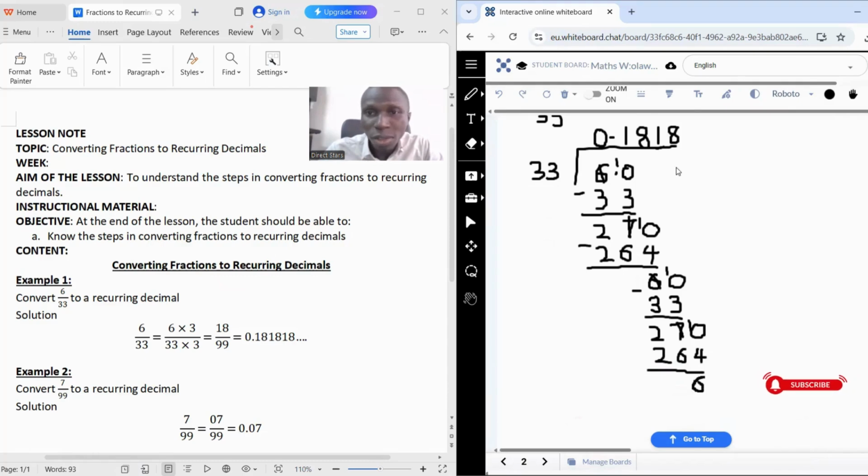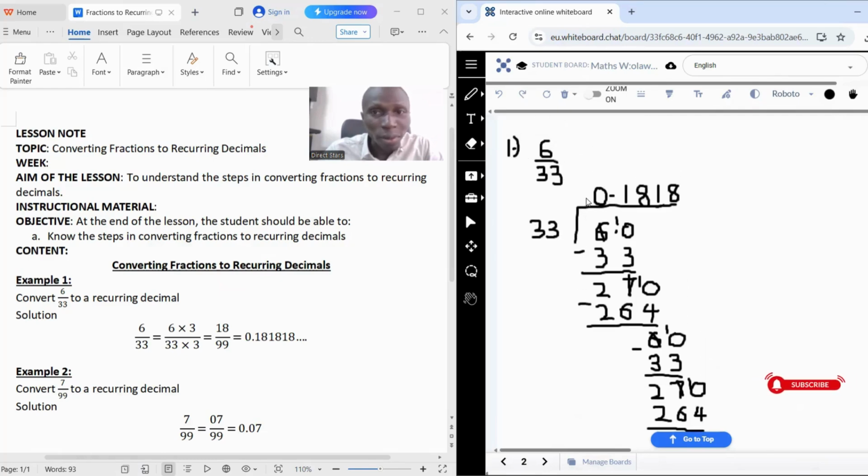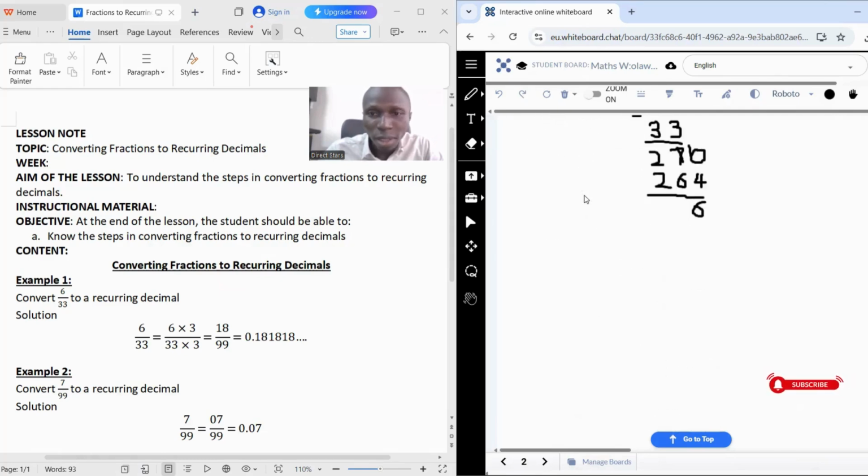So this is going to give us a recurring decimal. We're going to keep on having 0.18181818 like that. So this is what we know as a recurring decimal. And we can also have it in this way as well.